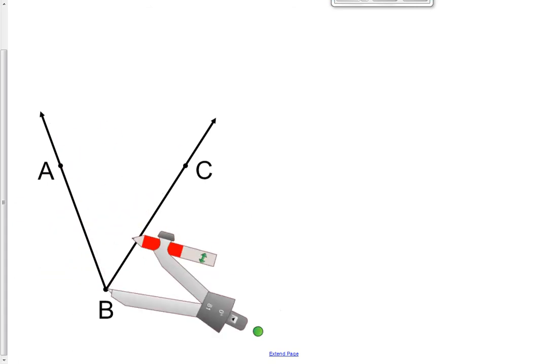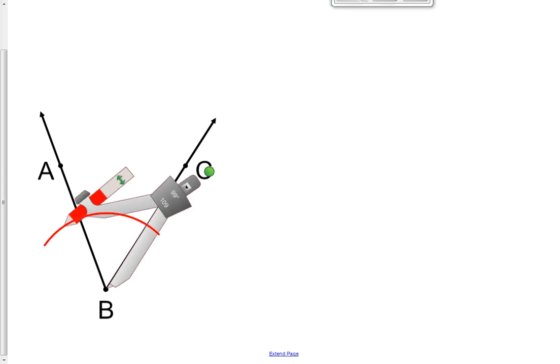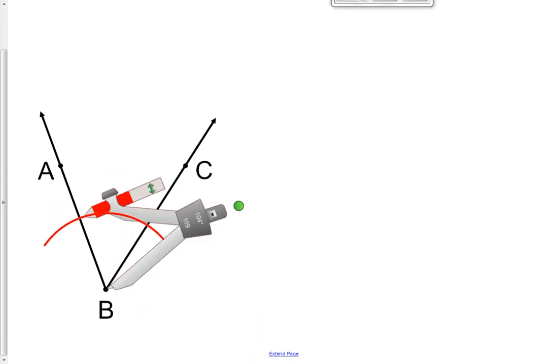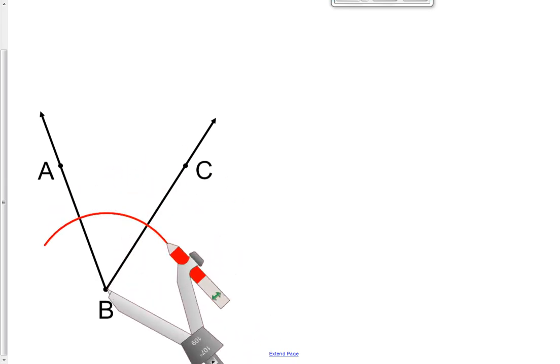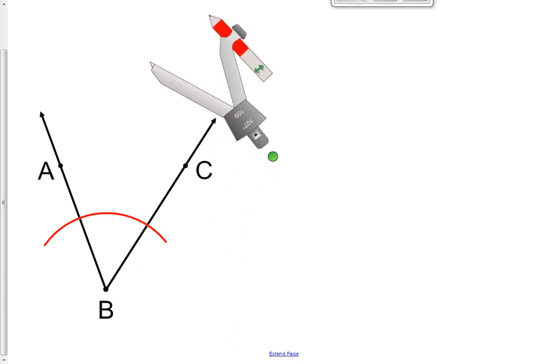So here it comes right here. I'm now going to draw an arc that intersects BC and BA. You guys please do that as well. Now you're going to use this same compass setting, so don't change anything, don't open it, don't close it. You're now going to make one side of your ray using your straight edge. So please use your straight edge and off to the right, make one ray of your angle.